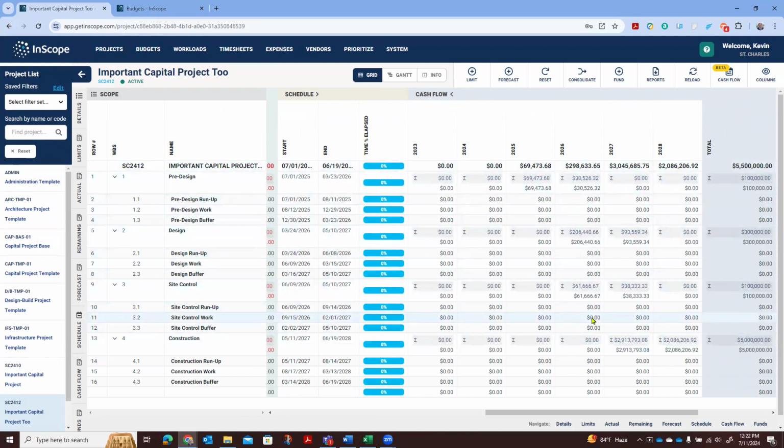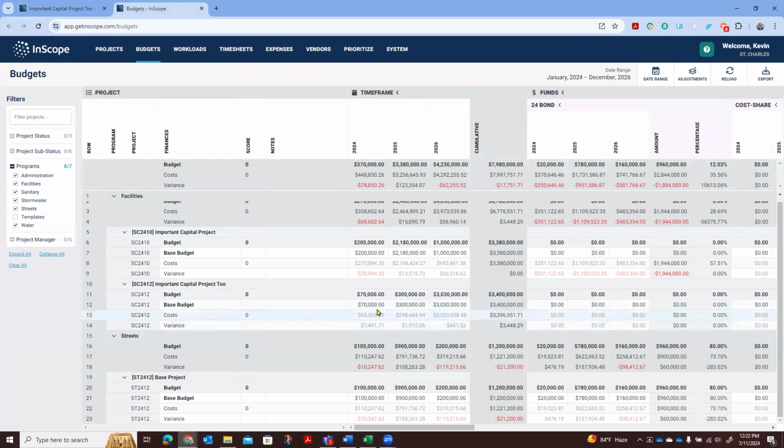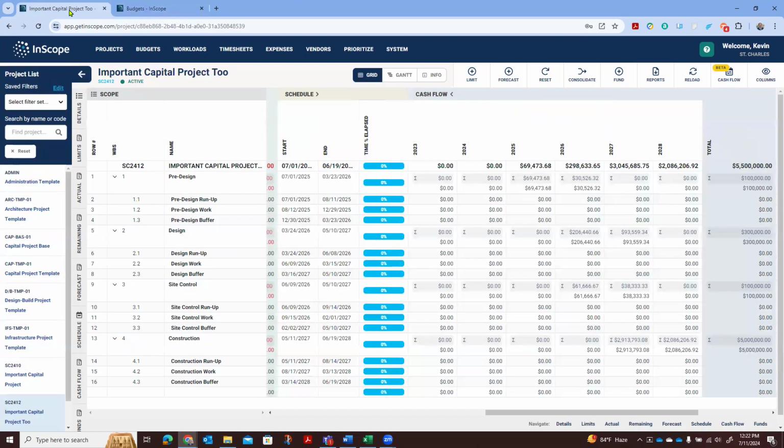And obviously that could happen with any stage of the project. The point being that now I see that in my budget, and I can't remember what my budget was in that project, roughly 70,000, but imagine that that was $1 million. Imagine that this was a giant construction contract, right?